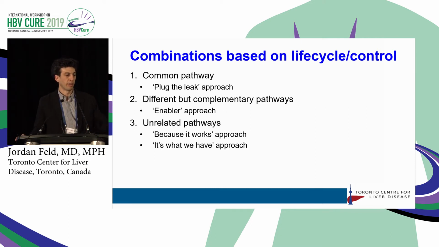And the third would be that there might be some unrelated pathways, either because you observe an unexpected thing that ends up working, and I'll show examples of these. I would discourage this, because it's the what-we-have approach, where people combine things just because that's convenient and easy to do.